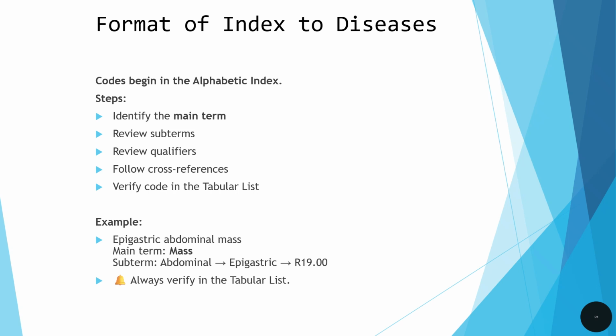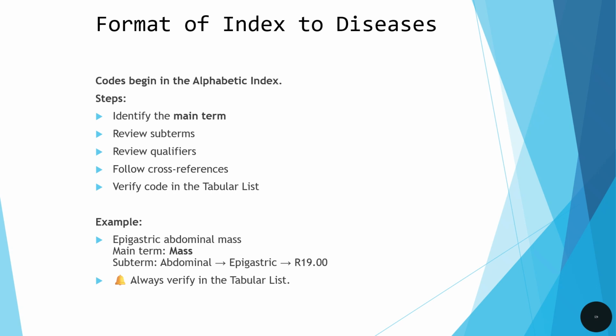That information is in your tabular list. You never will skip this step. Always go to your tabular list. Here's an example. The epigastric abdominal mass is an example of a diagnosis that a patient could possibly have.